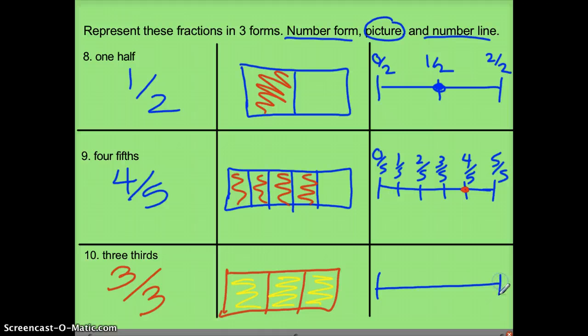Same thing on a number line. I need 3 spaces or 3 segments. 1, 2, 3. 0/3, 1/3, 2/3, and 3/3. Here's my point on 3/3.